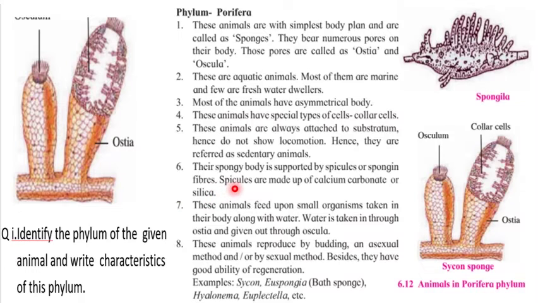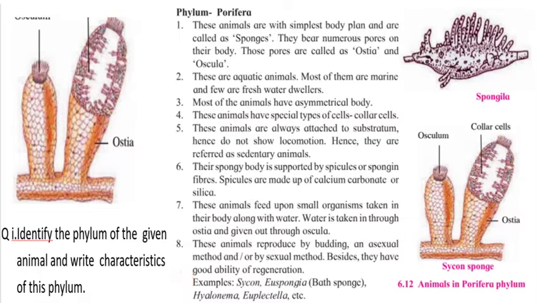This is important. Spicules are made up of calcium carbonate or silica, and this animal feeds on small organisms taken into the body along with the water. Water is taken in through the ostia and given out through the osculum. Now, this animal reproduces by budding, an asexual method, and by a bisexual method.